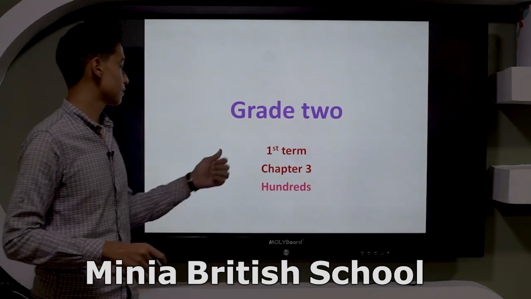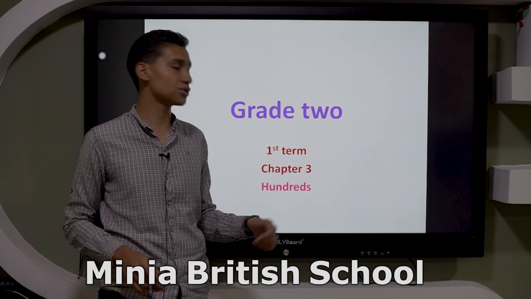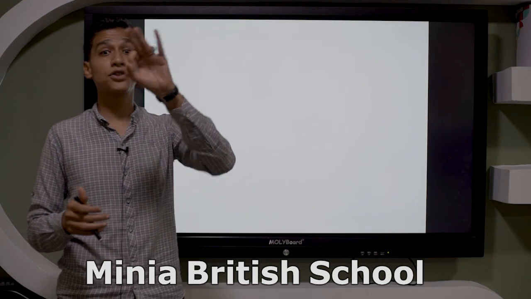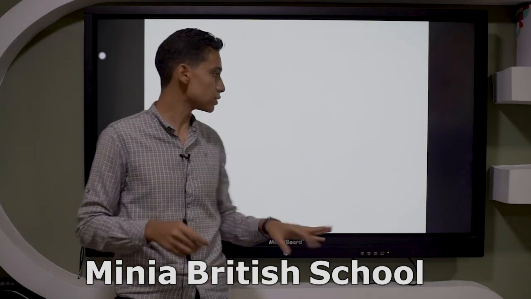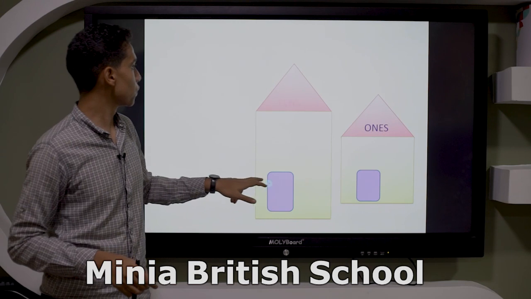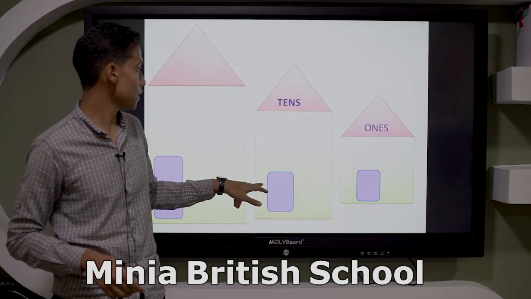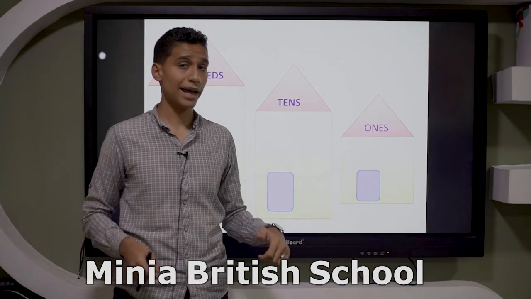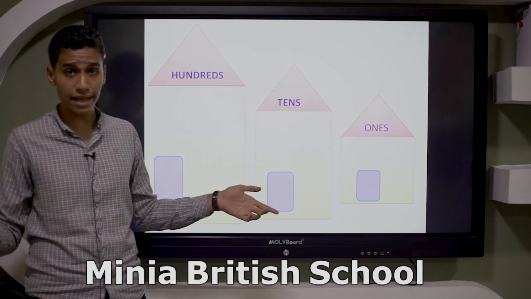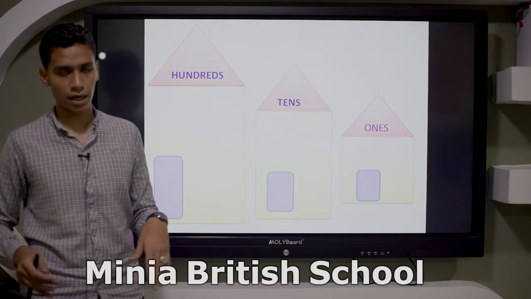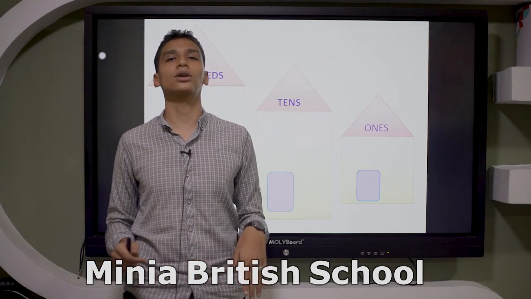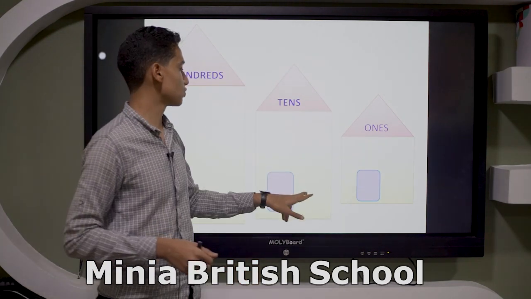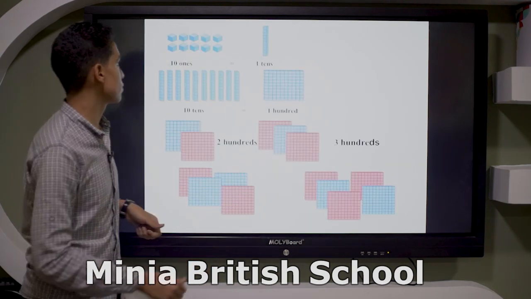Today's lesson is hundreds. Let me tell you a story about myself. I own 3 houses. It's 1, 2 and 3 houses here. The first house I called ones, the second house is called tens, and the third house is called hundreds. That's my 3 houses here: ones, tens, hundreds. Let's find it together.